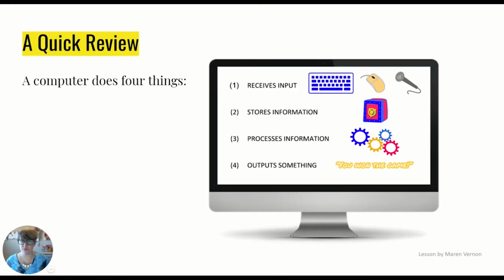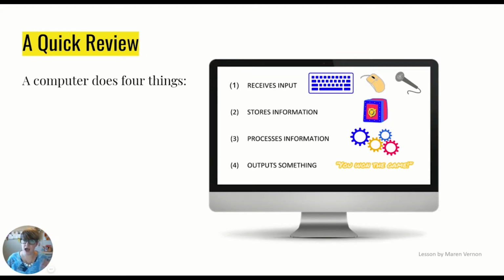Let's have a quick review. Computers really do four things. They receive input, they store information, they process information, and then they output something. An input could be typing on your keyboard, clicking with your mouse, using your voice to say commands, using your arms so that a motion sensing camera can understand maybe if your arms are down, one thing happens, and if your arms are another way, another thing happens. Then the computer stores the information, processes it, and outputs something.